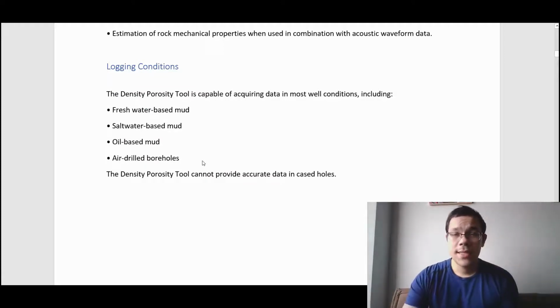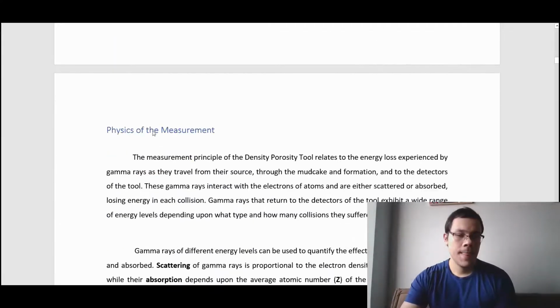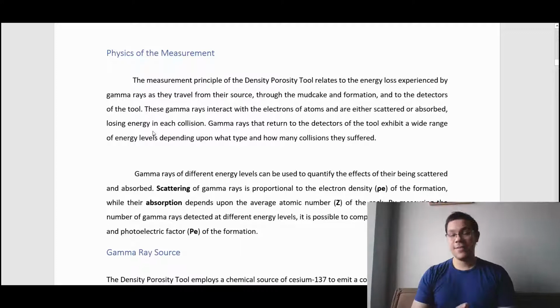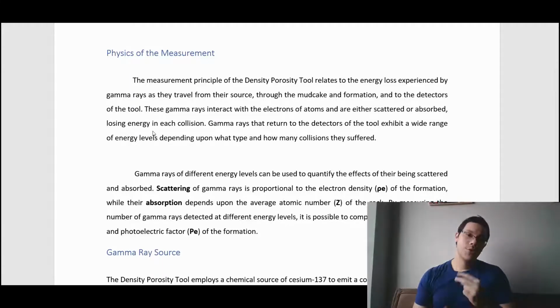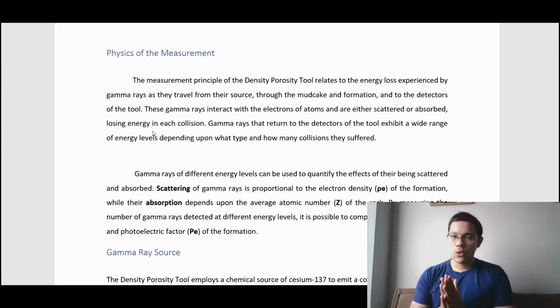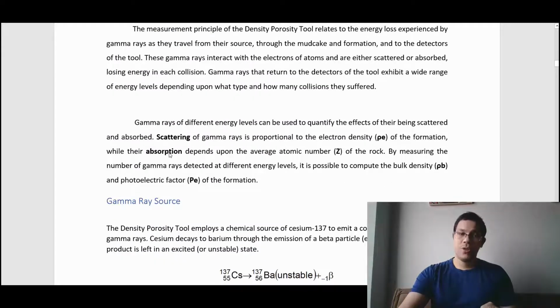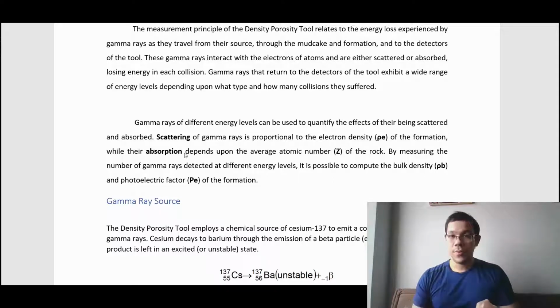Where can I run a density tool? Anywhere except on cased hole. Now, the physics of the measurement. Here are two keywords, scattering and absorption. For the moment, let's just make a connection between scattering and electron density. I mean, the quantity of electrons in a volume. And absorption of gamma rays will be related to the atomic number of the rock.